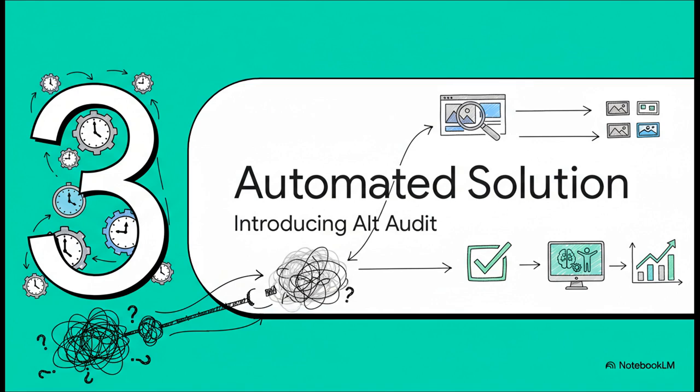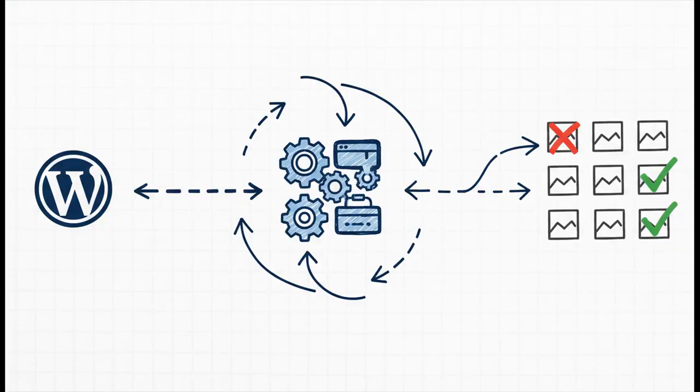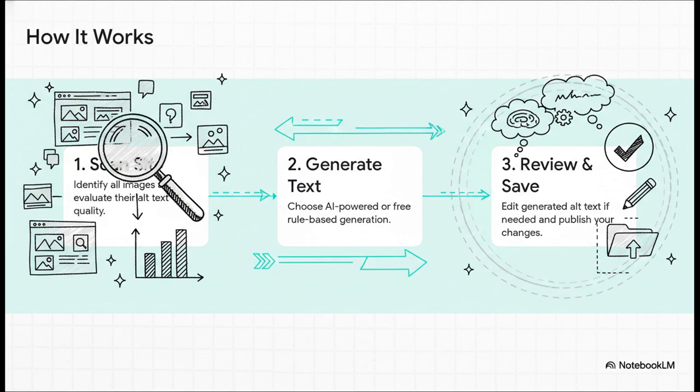The solution is automation, and it's a tool called Alt Audit. Alt Audit is a WordPress plugin, and it's designed to do one thing absolutely perfectly. It automatically finds and fixes all of your alt text issues. It turns what would be a massive manual project into a simple, automated process. And the process is so simple. First, you just click one button to scan your site and find every single image. Then you get to choose how you want to generate the missing text. And finally, you give a quick review, make any tweaks you want, and publish the changes. Yep, it's really that straightforward.